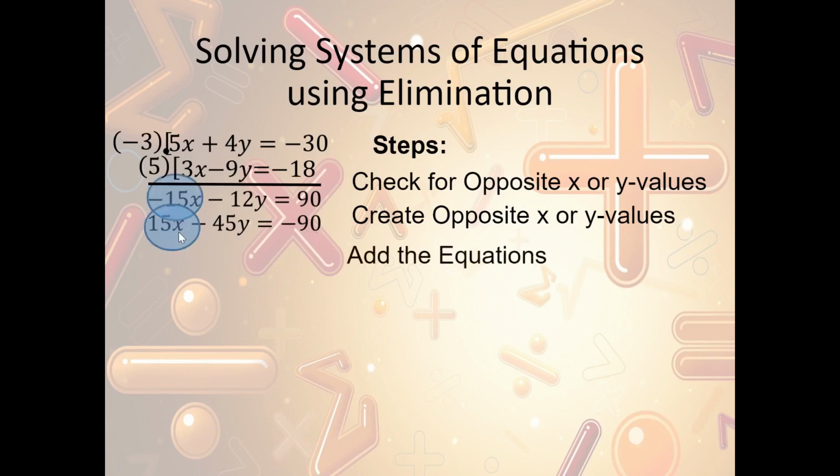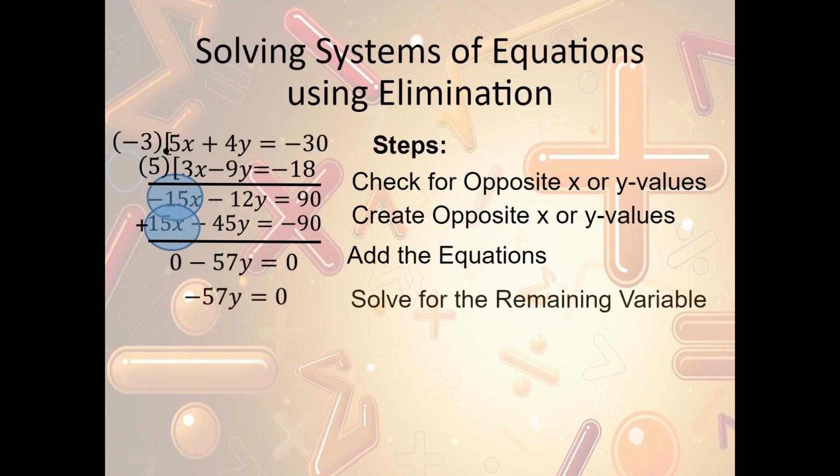Now notice I have opposites. So now I can go ahead and add the equations. My x's will drop out. I end up with negative 12y plus negative 45y is negative 57y. And then I have 90 and negative 90, which is 0. So I'm left with negative 57y is equal to 0. I divide both sides by negative 57 to solve for the variable, and I get y is equal to 0.